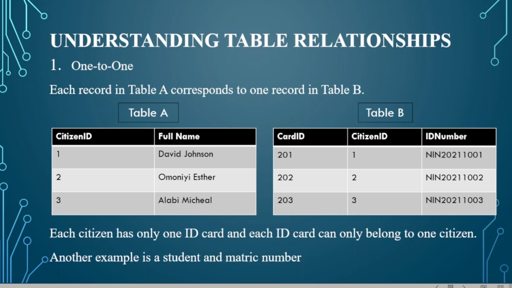Another example of a one-to-one relationship is a student and their matric number. In a school setting, each student is permitted to have one matric number because that is like your identifier in school. So let's say we have two tables, a table for students and another table that keeps the students' records and their matric number. No student is going to appear twice with two different matric numbers because each record in the student table will correspond to one record in the matric number table. So one student for one matric number. That's an example of a one-to-one table relationship.